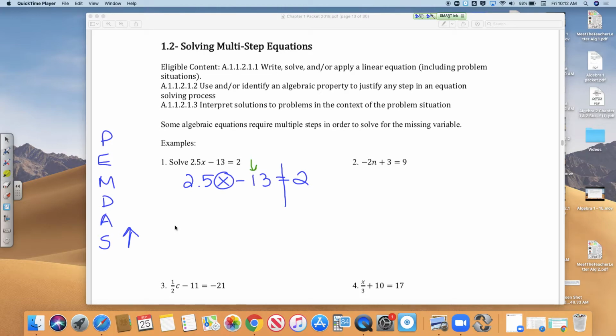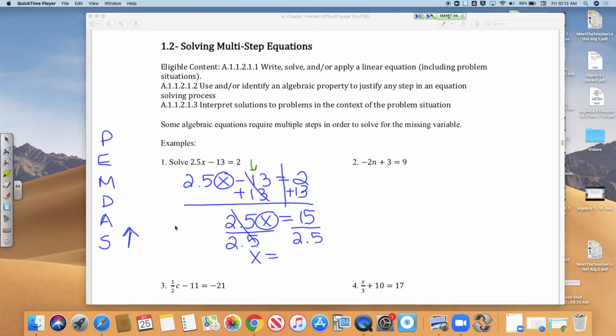The opposite of minus 13 is plus 13. So I'm going to add 13 to both sides. When I do that, those cancel out. I like to show that by drawing a line through them. And I have 2.5x is equal to 2 plus 13 is 15. Now I have one more step to cancel out. I have 2.5 times x. To cancel out multiplication, I divide. To show division, I put fraction bars underneath, and I divide by the exact number that's in front of x. And that is 2.5. 15 divided by 2.5 is 6, so I know my answer is 6.